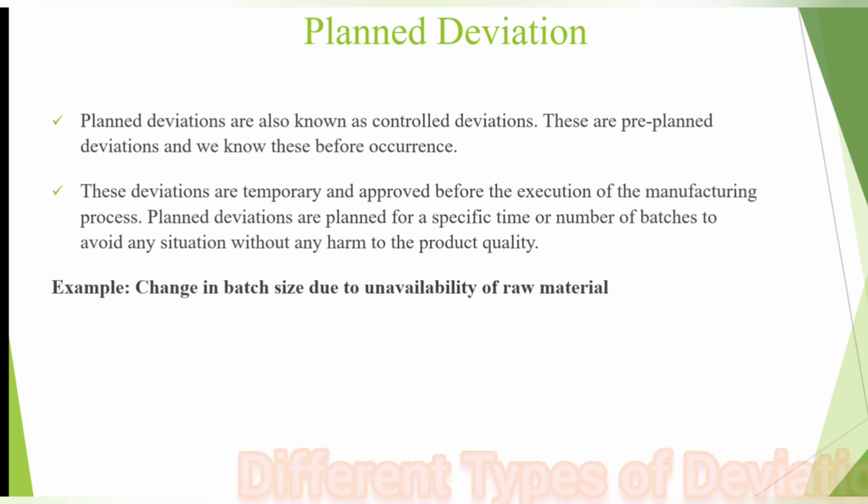Next, the different types of deviation. The first one is planned deviation. The second one is unplanned deviation. First, planned deviations are also known as controlled deviations. These are pre-planned deviations, and we know about them before occurrence. These deviations are temporary and approved before the execution of the manufacturing process.